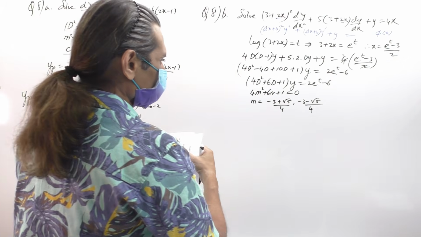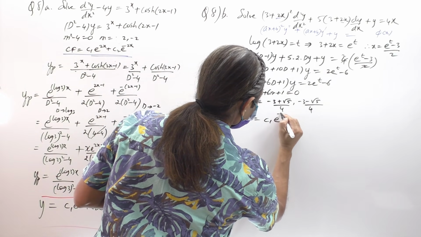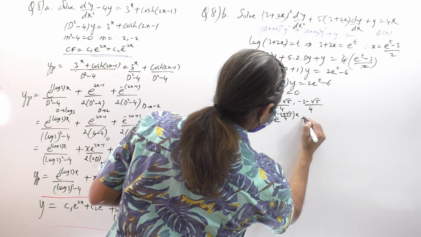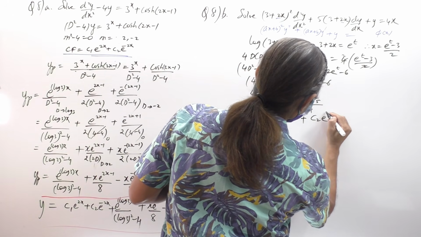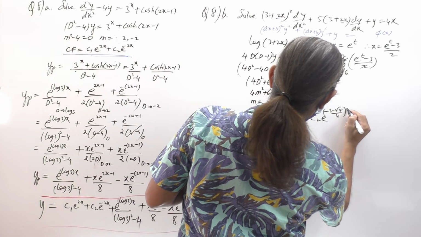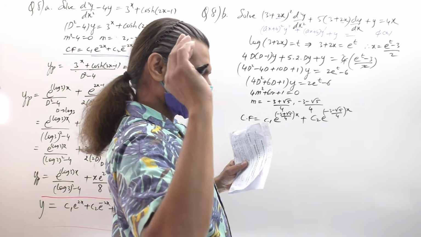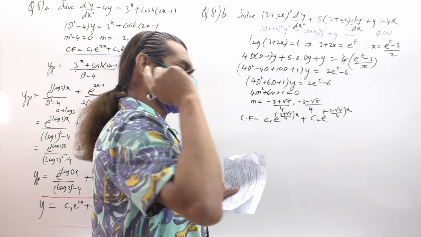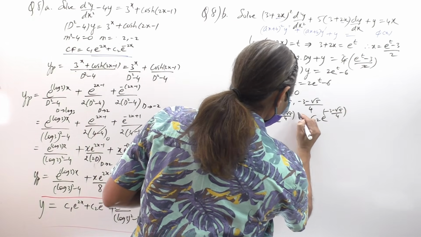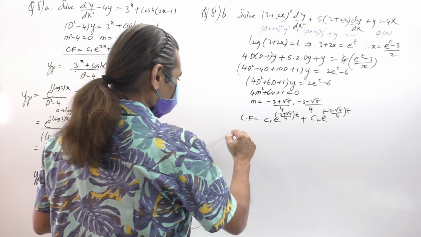So that's why the CF is C1 e raised to (−3 + √5)/4 x plus C2 e raised to (−3 − √5)/4 x. This is my CF. Again, as I tell you, in Legendre's and Cauchy's, the right side you are taking as t, therefore it will not be x, it will be t. Later in the answer you will replace by x.